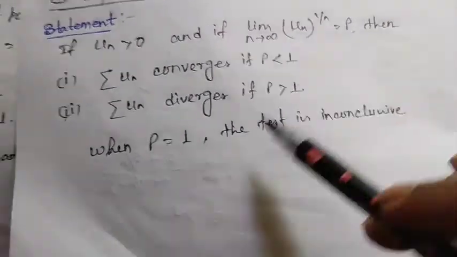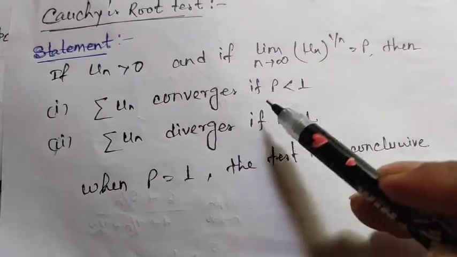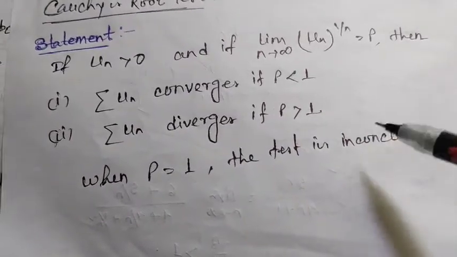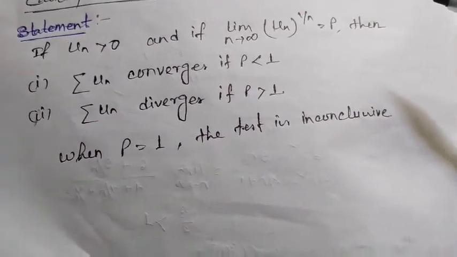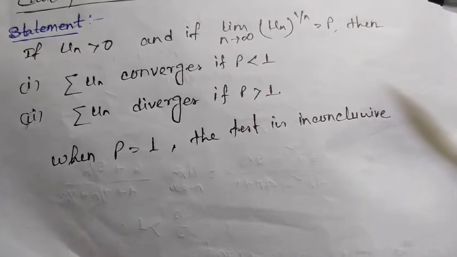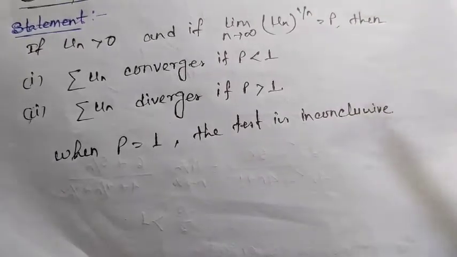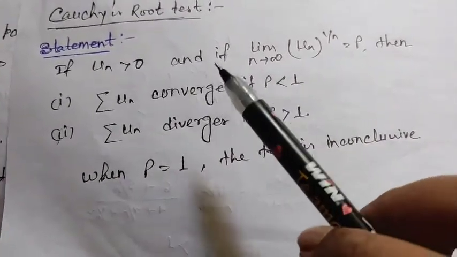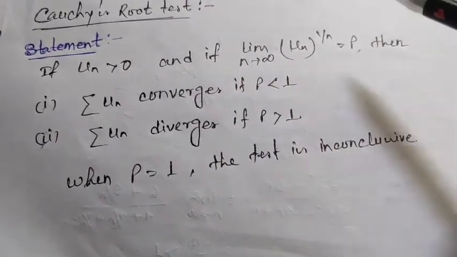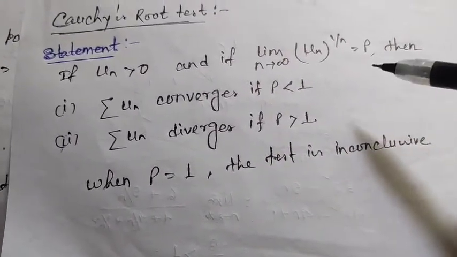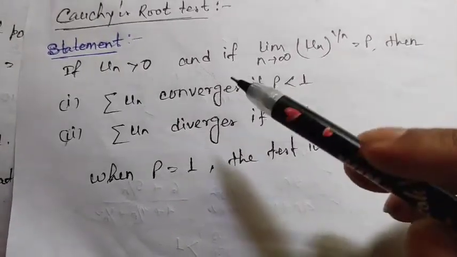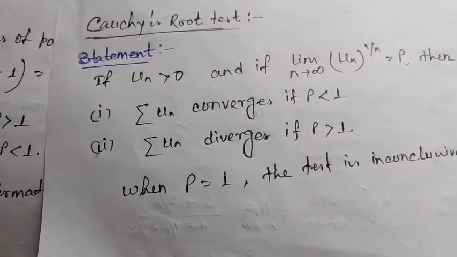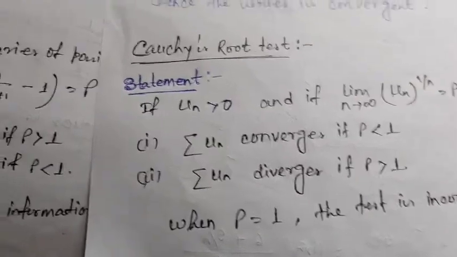That means the nth root of the nth term is equal to rho, where rho is a finite quantity. Then summation un will converge if rho is less than 1, and summation un diverges if rho is greater than 1. And when rho is equal to 1, the test is inconclusive. That means we cannot say whether the series is convergent or divergent when rho is equal to 1. So the statement of the Cauchy root test is: the series has positive terms, the nth root of the nth term is equal to rho, and then the series un will converge if rho is less than 1, and diverges if rho is greater than 1.